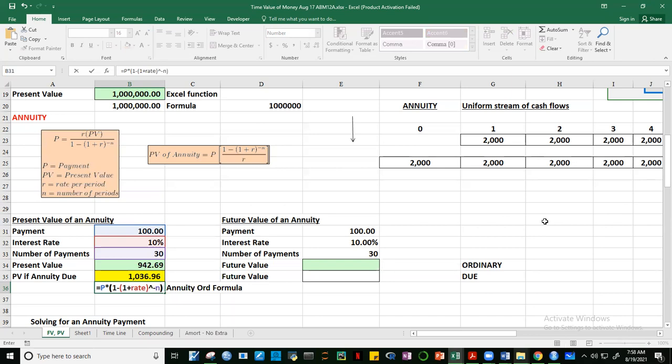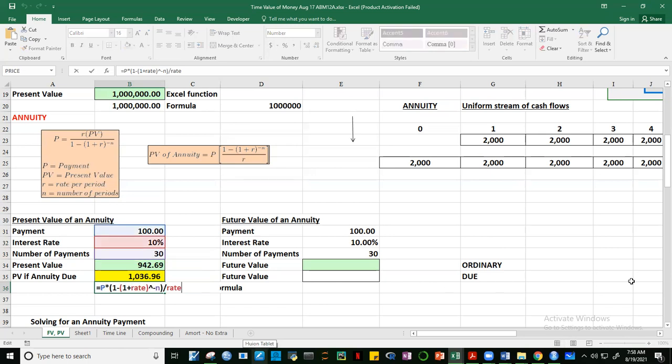We can close this and then divide it by the rate, because the R is a divisor for the whole thing. Okay, so let's see if we get the same answer. We closed this factor: 1 minus 1 plus the rate raised to the negative n, divided by the rate. It should be 942. Yeah, correct.